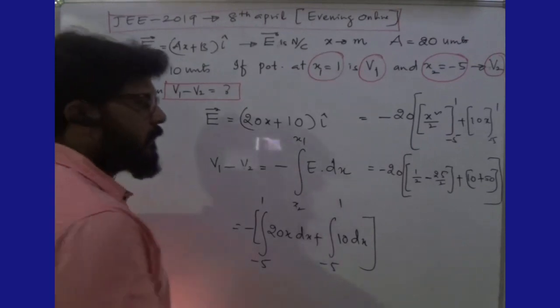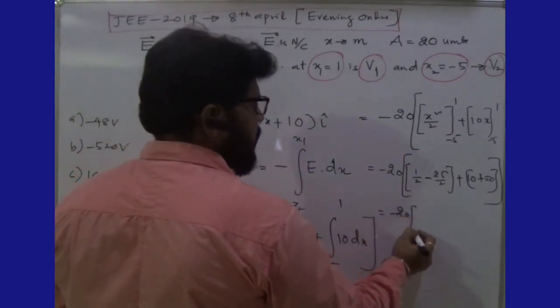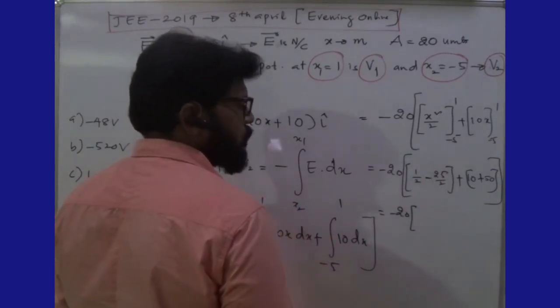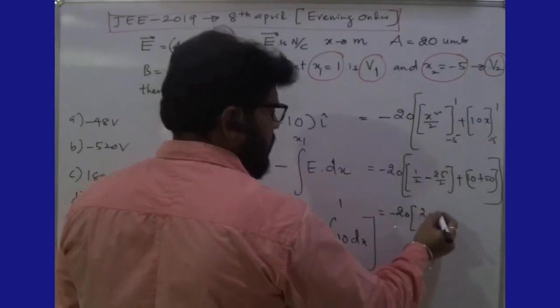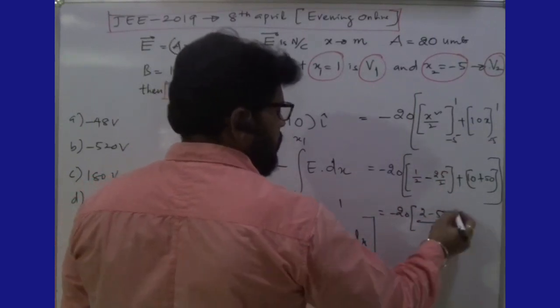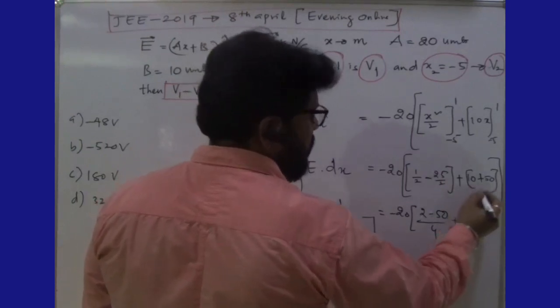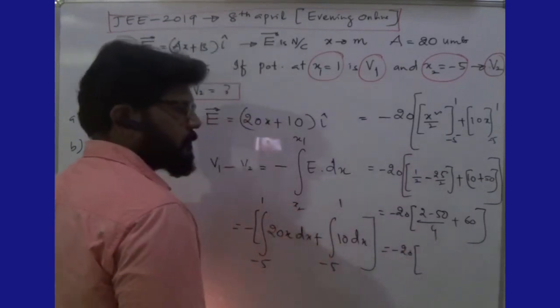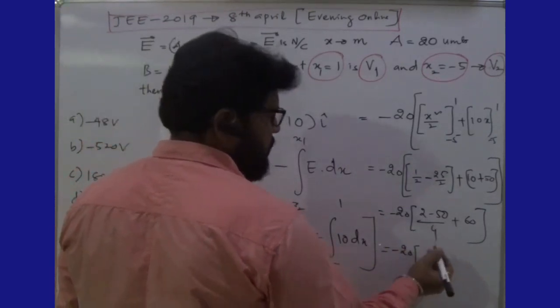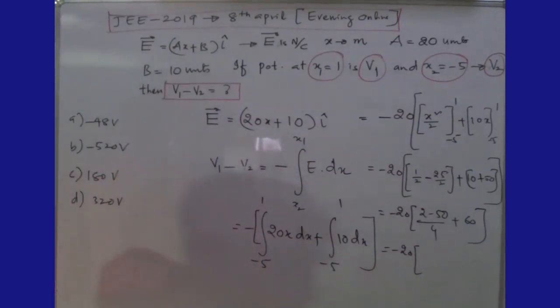Minus 20 into, taking the LCM, 2 minus 50 divided by 4, plus 60, which on further simplification you can do. X square by 2 gives 25. So what answer are you getting? Option C. So C will be the option.